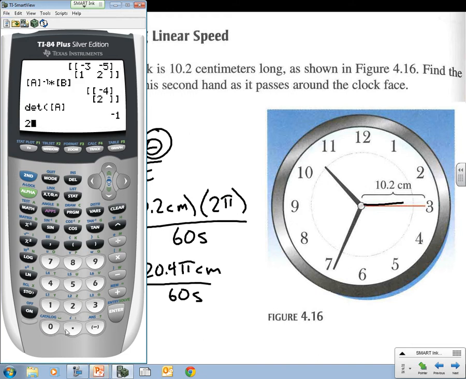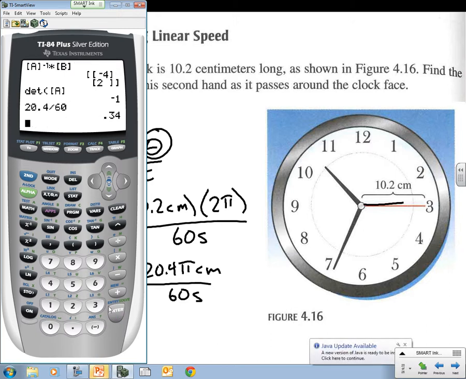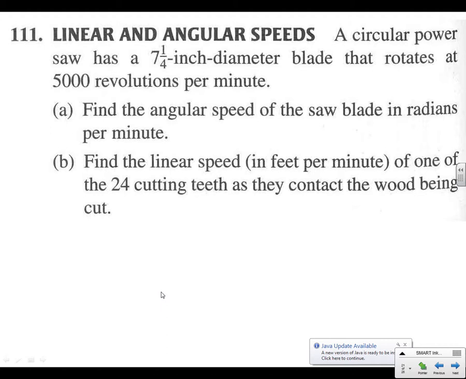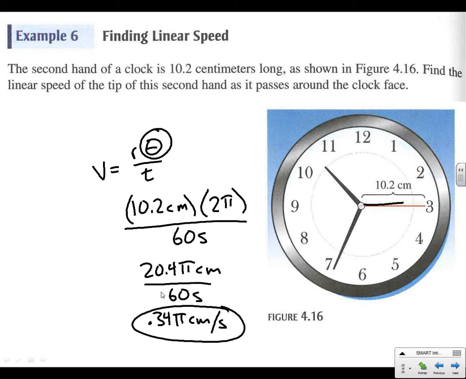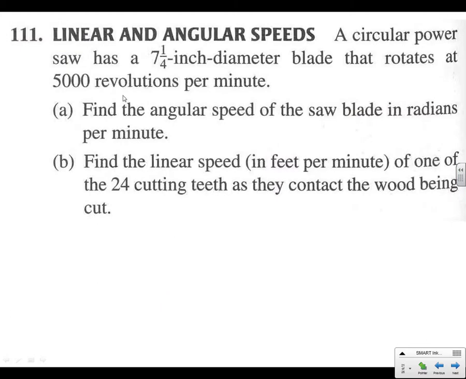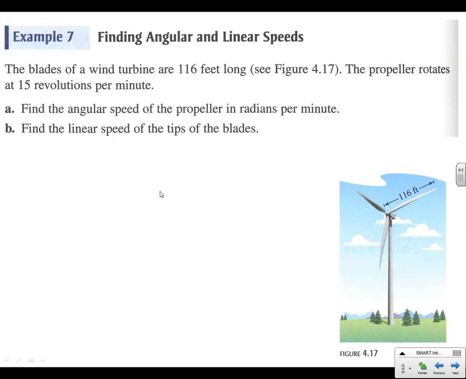And so 20.4 divided by 60 equals 0.34, and we keep the pi here. So 0.34 pi centimeters per second. So we could multiply by pi if we wanted to get that out of there. A lot of times in these problems we're going to leave in pi. See if you can do 111. Same formulas here for 111. All right, 2 more examples to go with these.